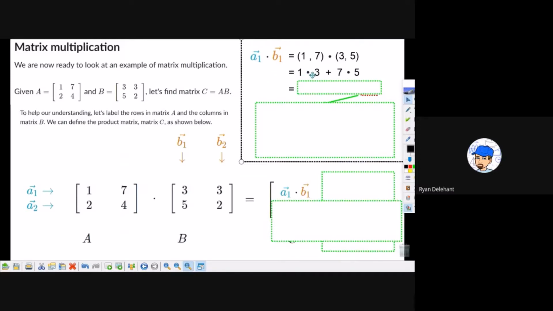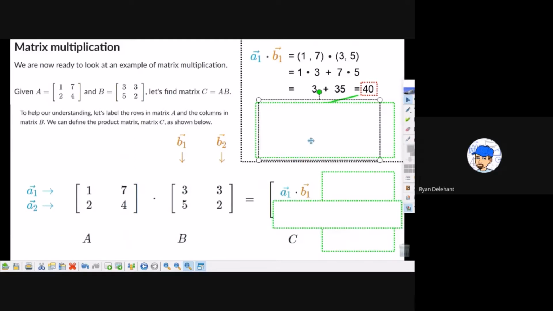Meaning, what is 1 times 3? 1 times 3 is 3. What is 7 times 5? 35. What is 5 plus 35? That's 40. So what happens is, in this answer matrix, which was C down here, the first term, the place 1, 1 gets the number 40. Can you get it? It takes a little bit of practice. And for bigger matrices, obviously, this takes a little bit longer.